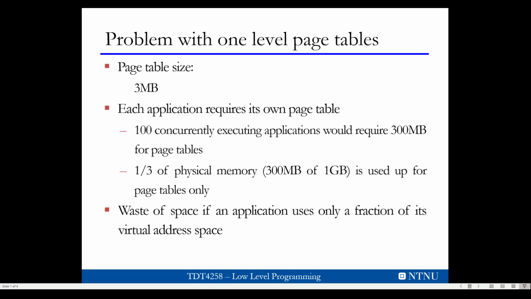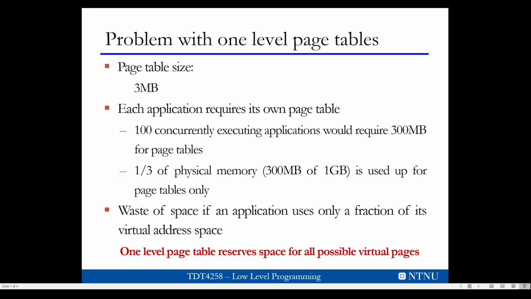And this is especially important because not all applications make use of this 3 megabytes. This 3 megabytes is used when your application is using the whole 4 gigabytes of virtual address space. If the application is using less, even though this space is reserved for the page table, it goes unused. We never use it. We never map any page to that space.